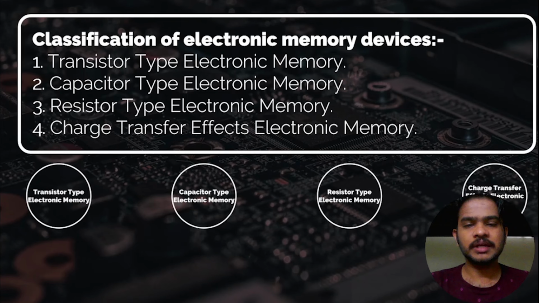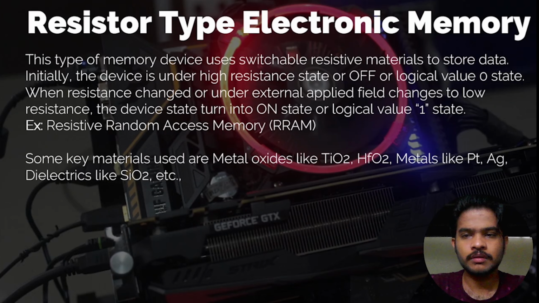Let us understand resistor type electronic memory. These types of memory devices use switchable resistive materials to store data. Initially, the device is in a high resistance state, or off, or logical value 0 state. When the resistance changes under an externally applied field to low resistance, the device turns into the on state, or logical value 1 state. Example: resistive random access memory. Some key materials used are metal oxides like titanium dioxide, hafnium oxides, metals like platinum, silver, and dielectrics like silicon oxide, etc.